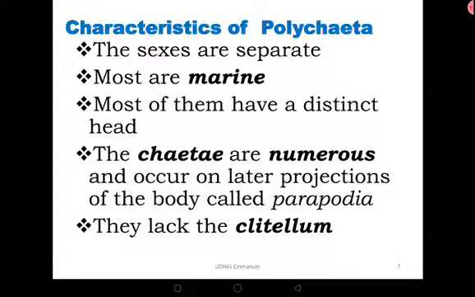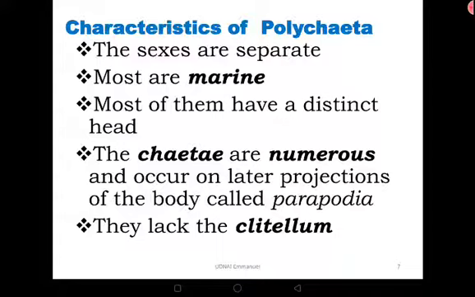Their sexes are separate, meaning they have male and female separate. And then most of them are marine. Most of them have a distinct head, meaning you can easily see the head. Unlike the earthworm, where you cannot see the head clearly, with the polychaetes, like the lugworms, you can easily see their head, where the head is located.